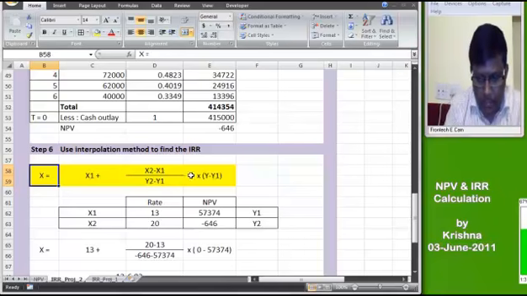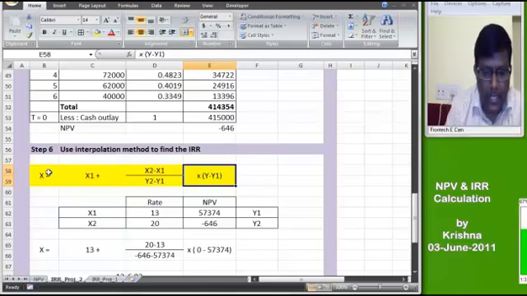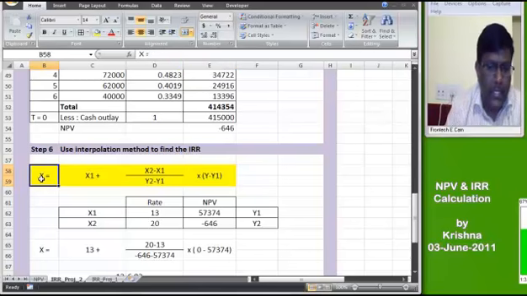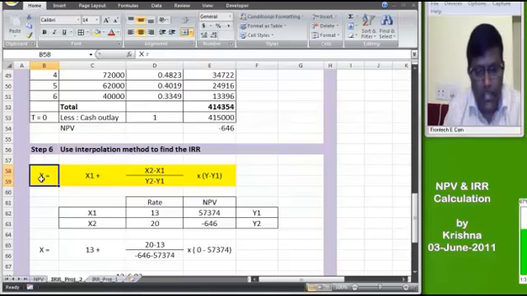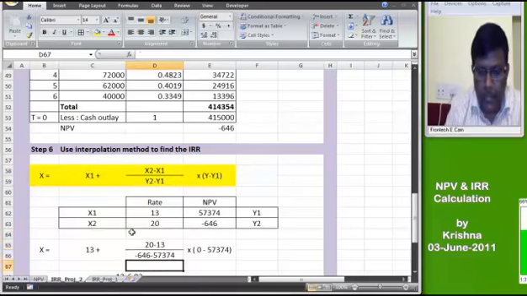And at the tail of the formula we have Y minus Y1. Y1 we have already seen. Y is always 0, because when X is the IRR, the net present value Y will always be 0. Only then is it called the IRR. Okay. So now in the interpolation formula we are going to fit all the details.